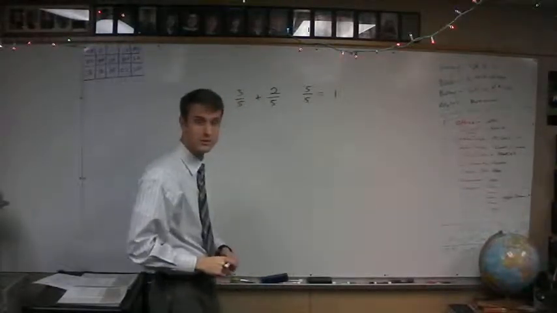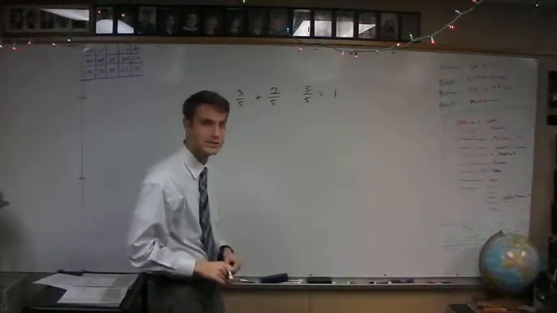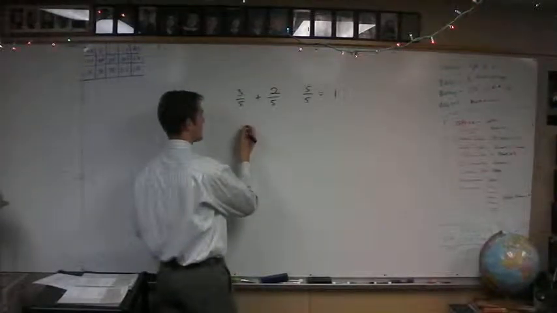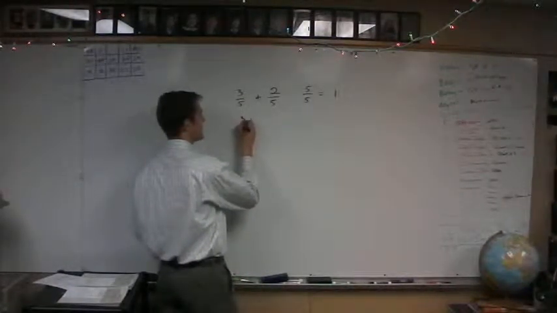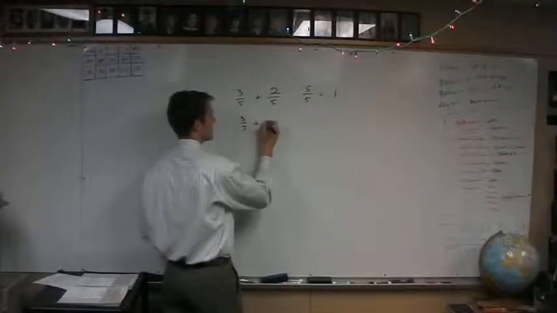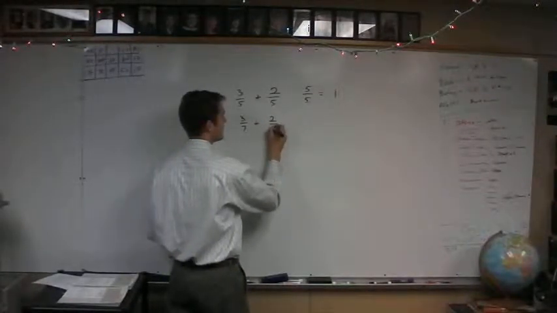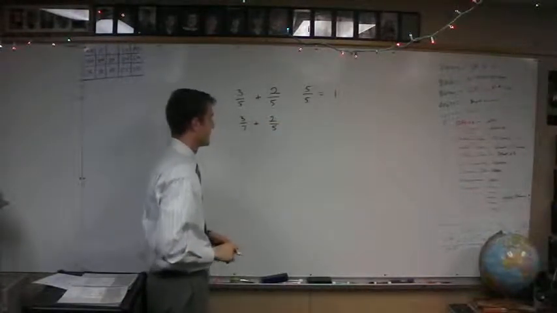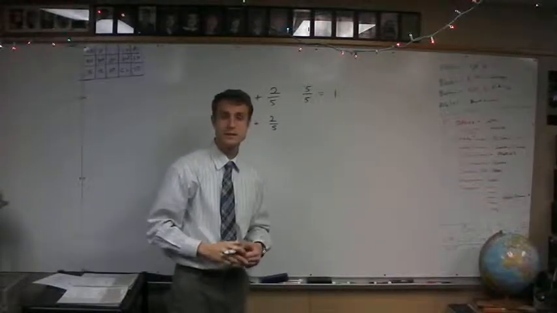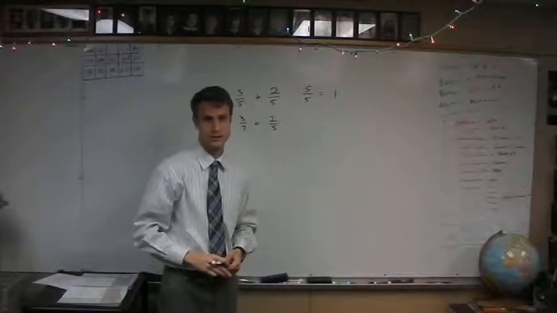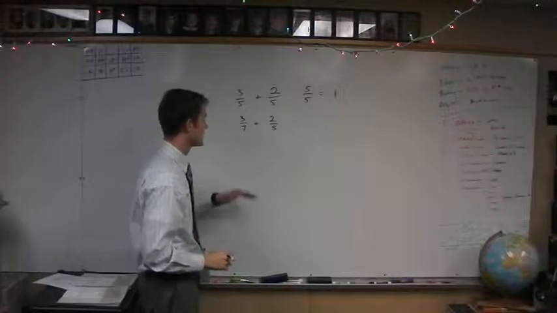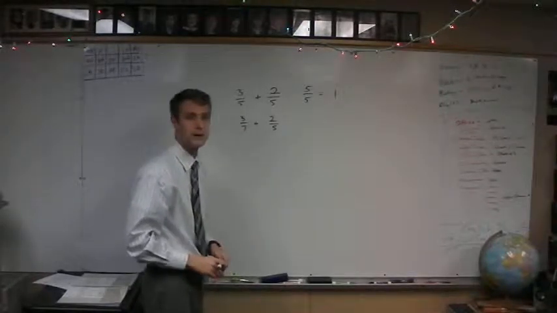If my denominators are different, it makes it a little bit more difficult. Let's say, for example, I have 3/7 plus 2/5. In this case, I have unlike denominators, so I have to write the denominators as common denominators.